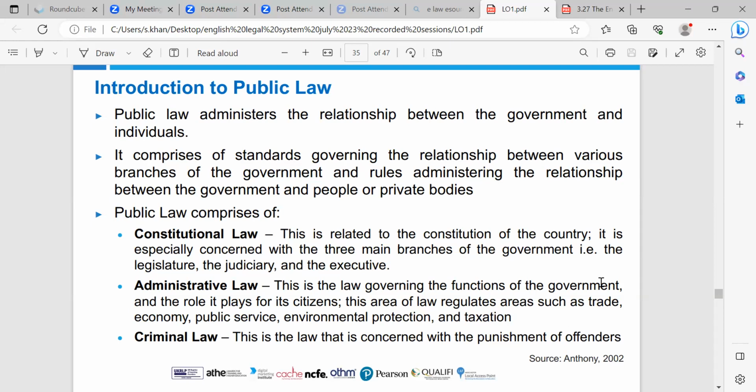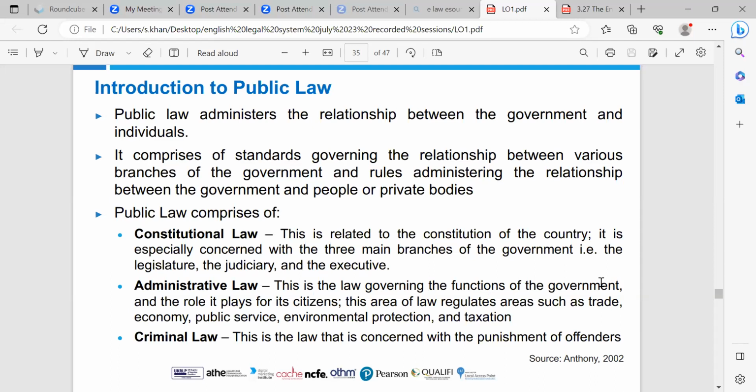So in general terms, public law deals with the issues that affect the general public or society as a whole. Some laws that fall under the public law umbrella, as we've mentioned there, can be things like constitutional law. This is related to the constitution of the country, and is especially concerned with the three main branches of the government, i.e. the legislature, the judiciary and the executive.